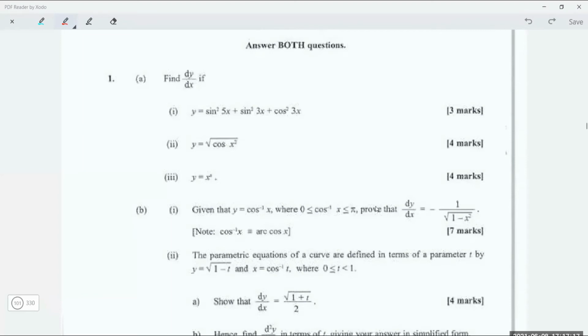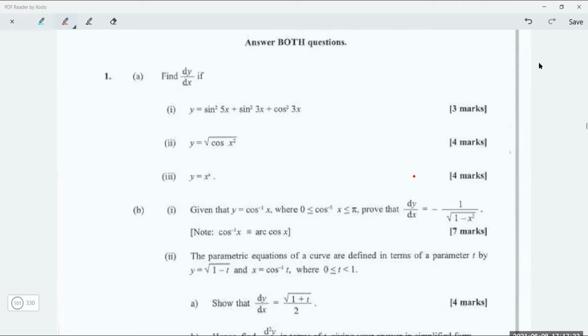Now, this one is a nice little proof as well. Part B says, given that y equals cos inverse of x, where cos inverse of x is between 0 and pi, prove that dy by dx is minus 1 over the square root of 1 minus x squared. So they give us that y is cos inverse. We know this is already true. Everybody knows this is the rule when you differentiate cos inverse.